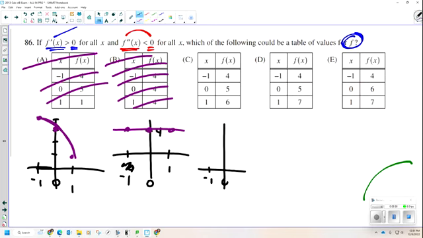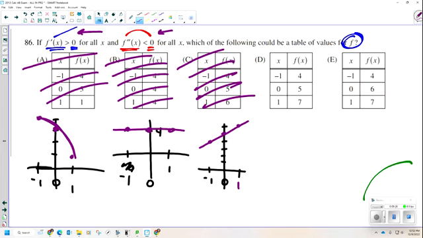Negative 1, 0, 1. Okay, so negative 1 is 4. 0 is 5. And 1, which I don't have here, is 6. That's a straight line. That goes up by the same amount. So even though it increases, there's no curvature to it. It can't be that. Okay, so it's either D or E.